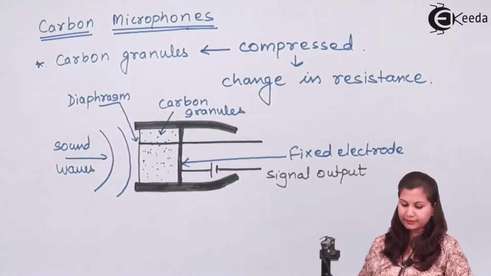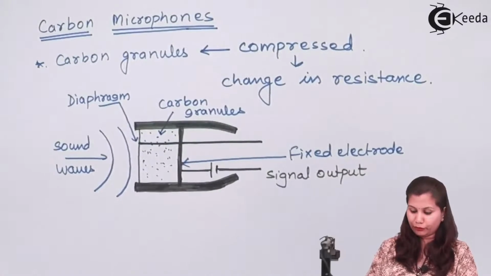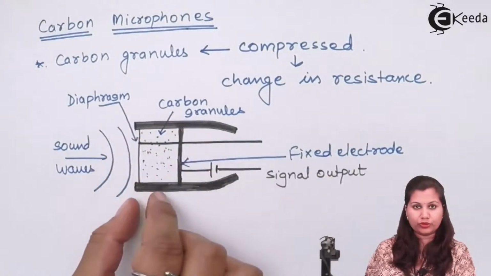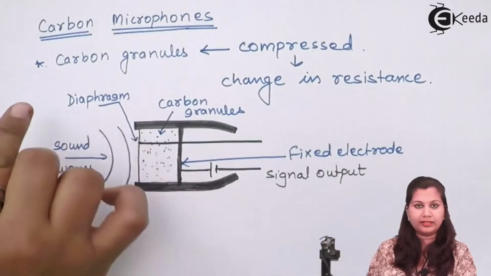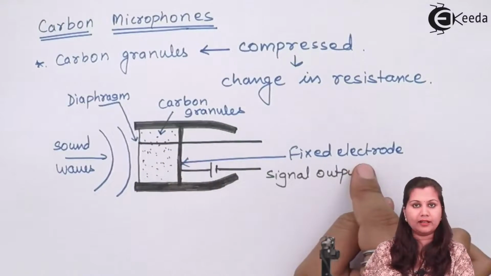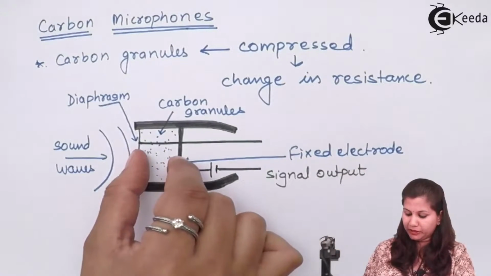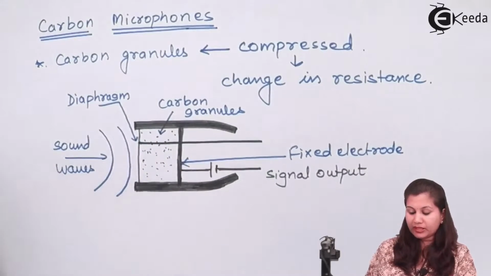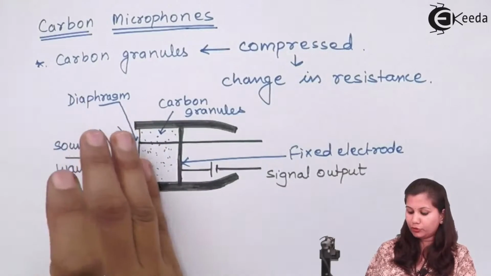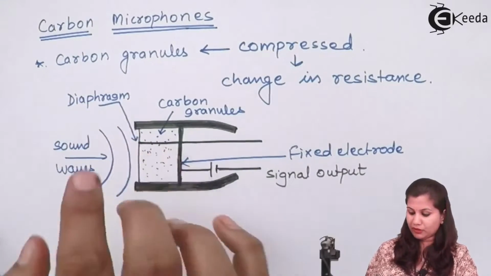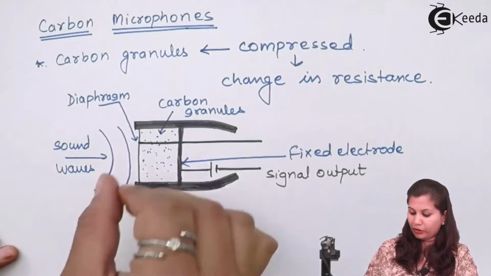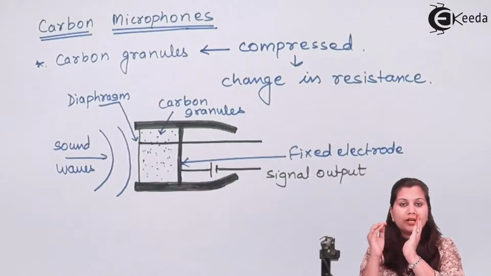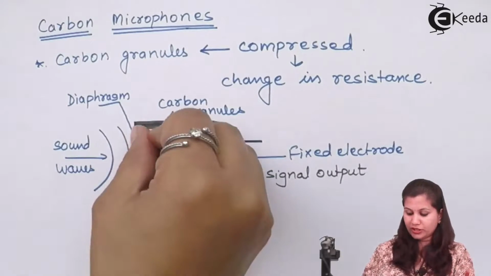So this is the diagram for the carbon microphones. In this you can see that we are having 2 electrodes. One electrode is the diaphragm and another electrode is the fixed electrode. In between these 2 electrodes we are having the carbon granules. Now when the sound waves come, they are going to be converted into pressure waves by this diaphragm. Because the diaphragm is acting as one of the electrodes, when sound waves come to it, due to the pressure, it is going to change its shape.